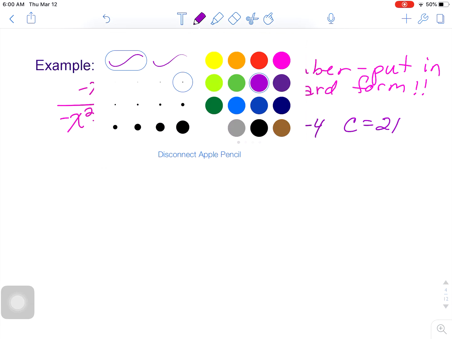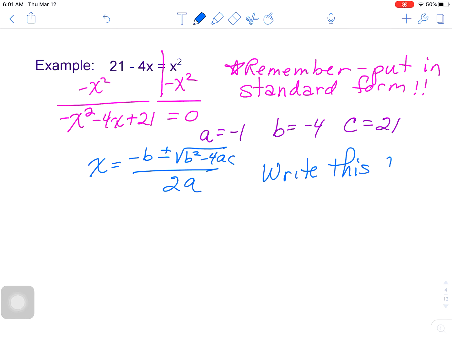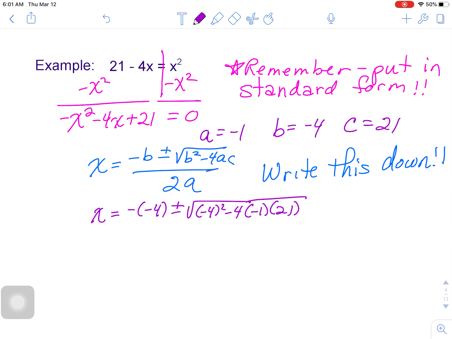All right, so we're going to put it into our quadratic formula. So x equals negative b plus or minus the square root of b squared minus 4ac over 2a. All right, again, write this down. Otherwise, you won't remember it. Okay? So now we're going to fill in what we know. We know that x is equal to the opposite of b, so the opposite of negative 4 plus or minus the square root of negative 4 squared minus 4 times negative 1 times 21. I need to extend my square root sign. And that's 2 times negative 1.